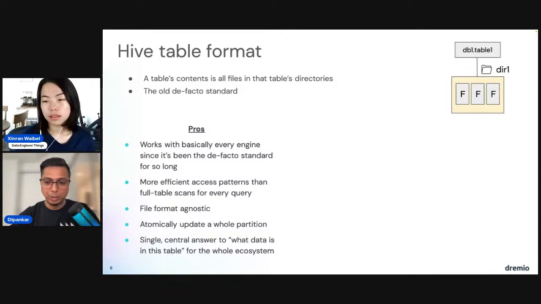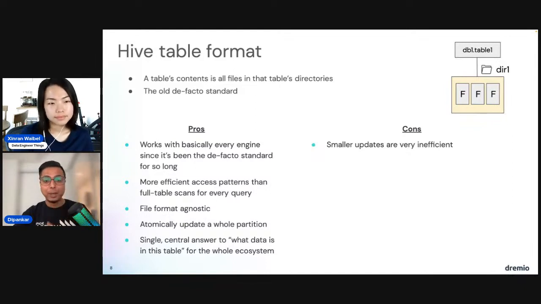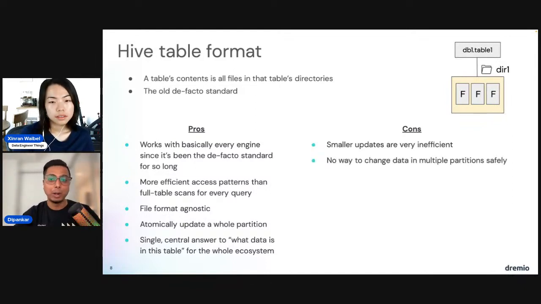Again, there are certain disadvantages to every technology. We always build on existing technologies, so it also brought certain disadvantages. First, smaller updates were inefficient, because you can only atomically update a whole partition. If you only want to change a few rows, you can see how it can be very inefficient at times. And you had no way to change data in multiple partitions safely. Those atomicity guarantees were lacking if you had to change data in multiple partitions. If you want to insert rows into different partitions, you cannot do that with atomicity guarantees in Hive. That was one of the limitations.